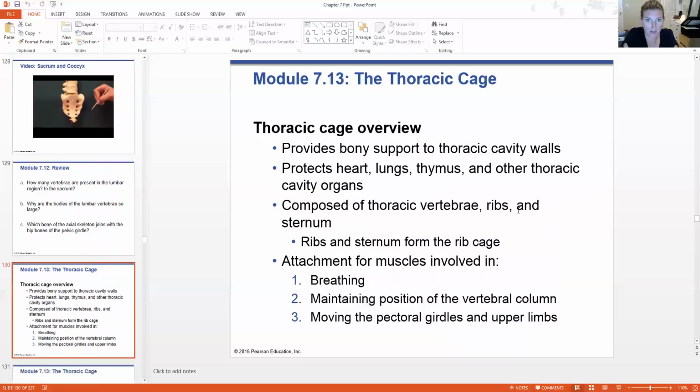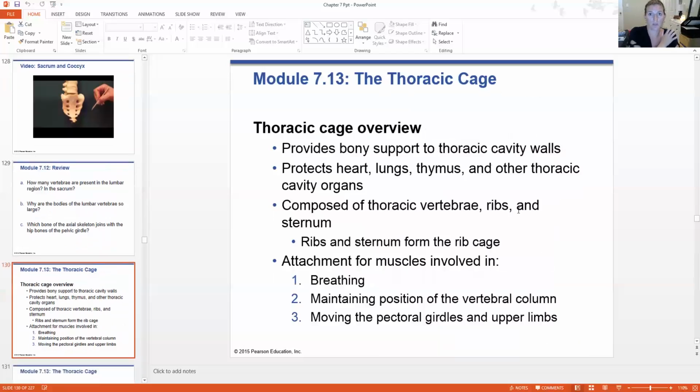Let's talk about the thoracic cage or the rib cage. This is our bony support for the thoracic wall. This protects the lungs, the heart, the sinus, and other thoracic cavity organs. It's composed of the thoracic vertebrae, the ribs, and the sternum. The ribs and sternum form the rib cage. The main muscles involved here are used for breathing and maintaining body position.